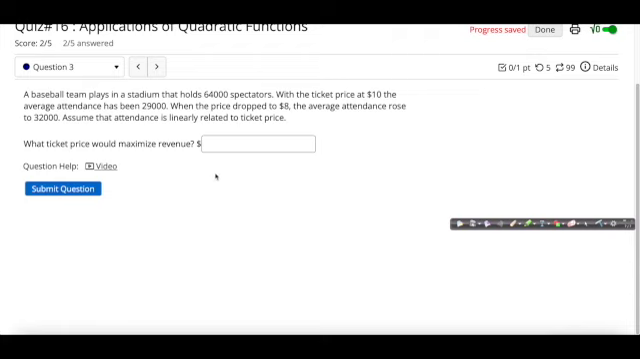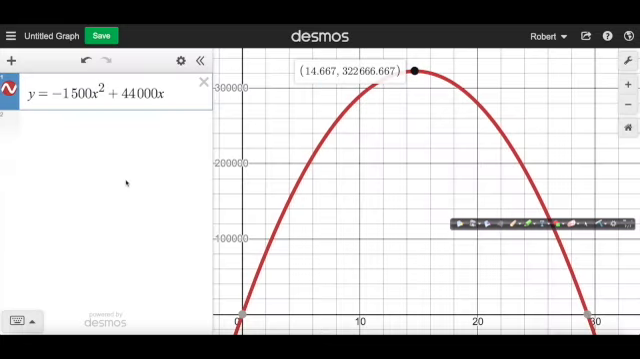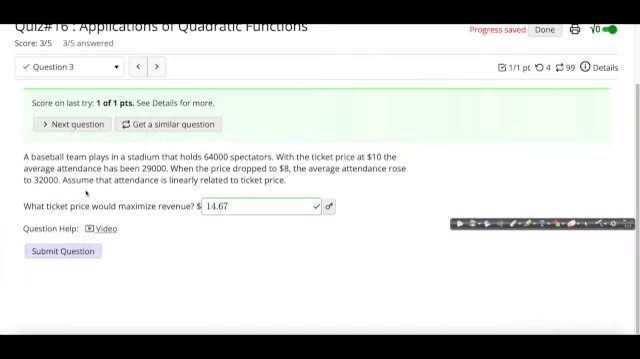So I'm going to put that in and see if this works. So 14.67 was the ticket price that I think is going to maximize our revenue. Let's hit. Okay, great. We got that right. Two more and we're done.